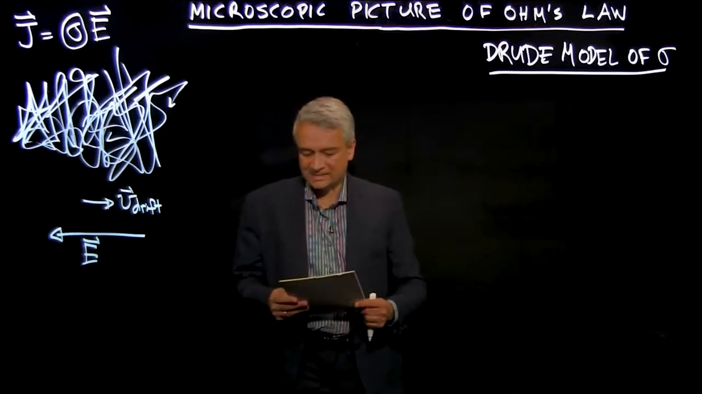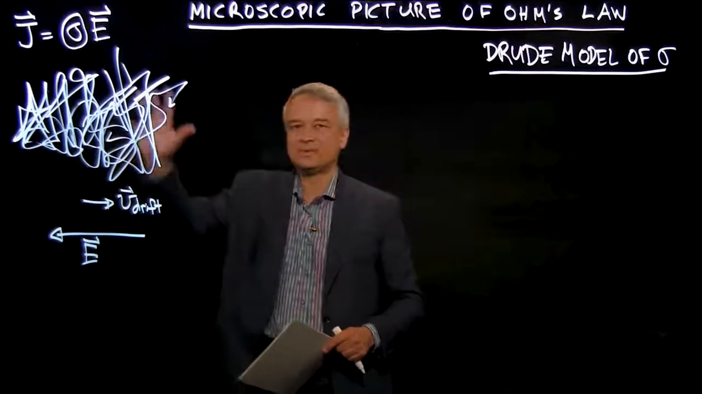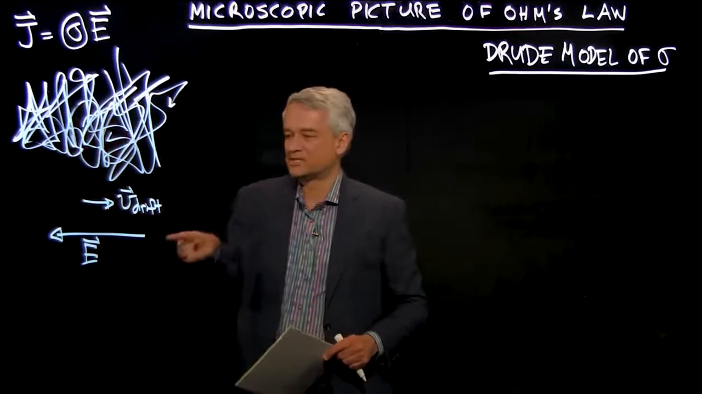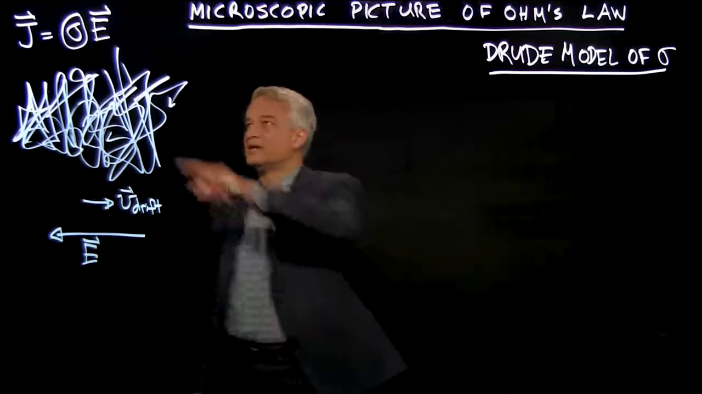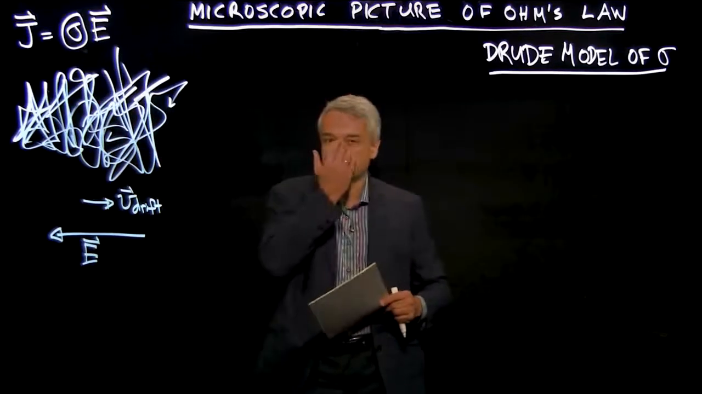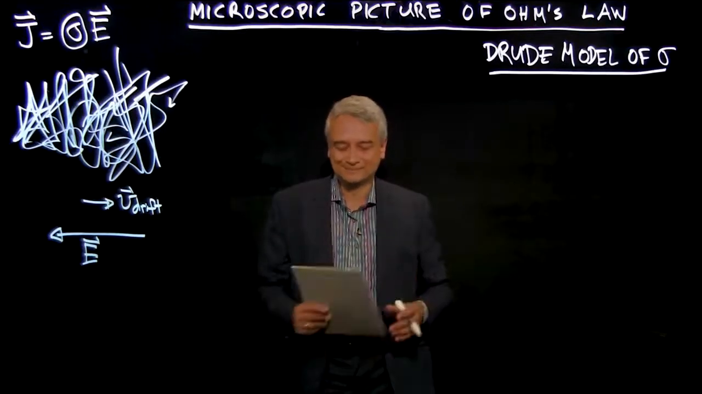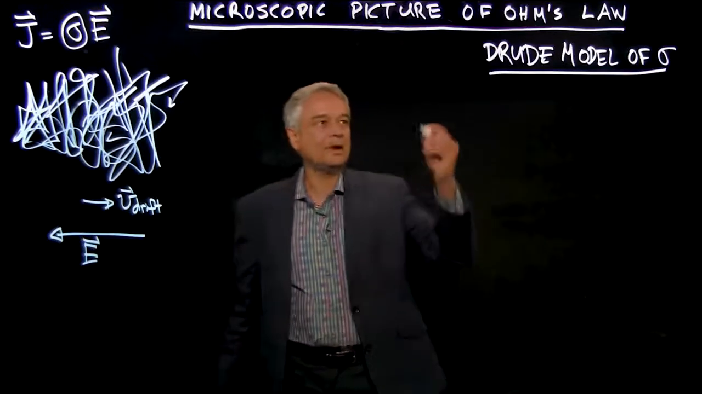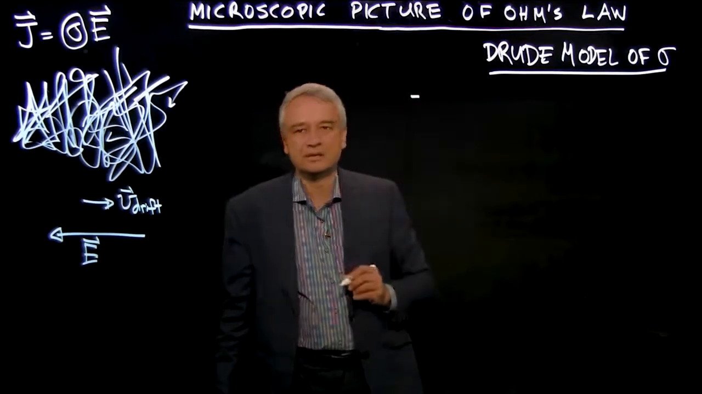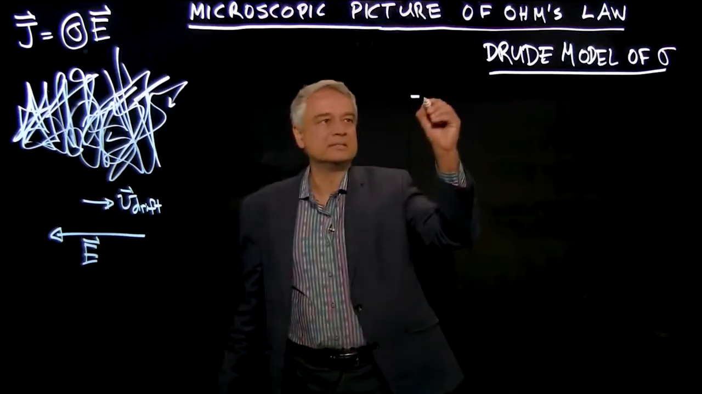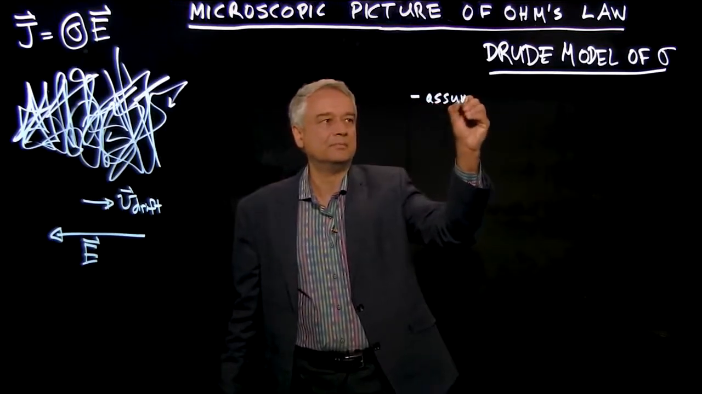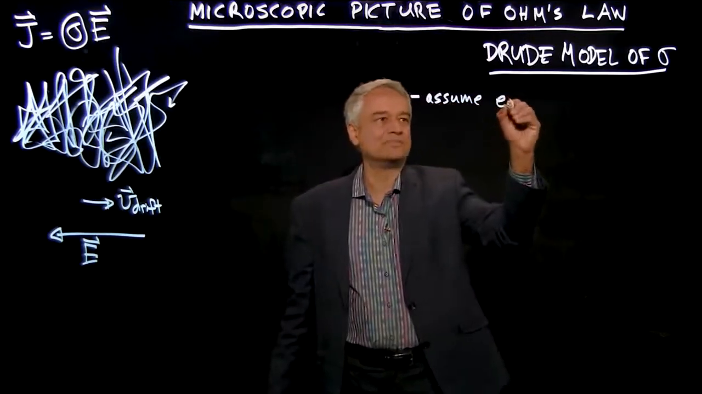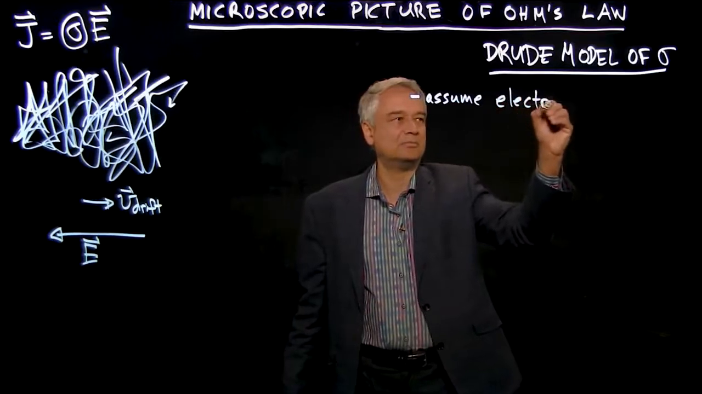So how did he think about this? How did he relate what's happening here in this picture, electrons rattling around at high speed, slow drift this way because of an electric field pointing that way, to a conductivity? Let's walk through his thinking. He made a number of key assumptions. The first assumption that he made is that electrons scatter on average once per some time tau.